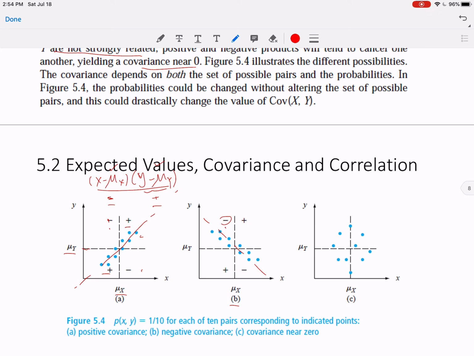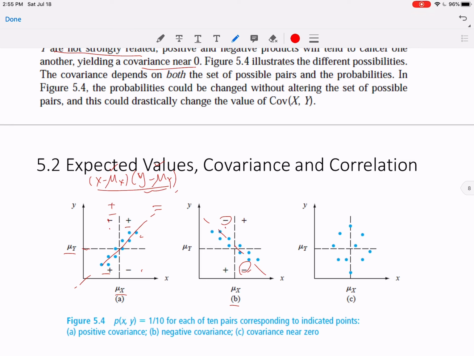And then in the fourth quadrant, all of the x values are greater than mu sub x, so x minus mu sub x is positive. And all of the y values are less than mu sub y, so y minus mu sub y is negative. Positive times negative gives us negative. In this case, we'll see that there is a negative relationship between x and y.